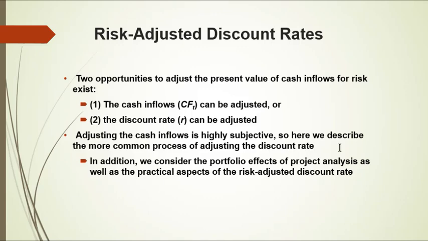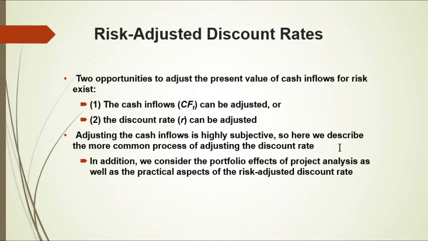So if we assume now we know that the riskiness of projects is going to be different, we need to have a way to apply the risk factor. And there's 2 ways we can do this. We can adjust the cash inflows, or we can adjust the discount rate. Adjusting the cash flows themselves is fairly subjective, right? So that's going to require a little bit more judgment on the basis of managers. So it's going to be a little bit tougher to incorporate that into our analysis, right?